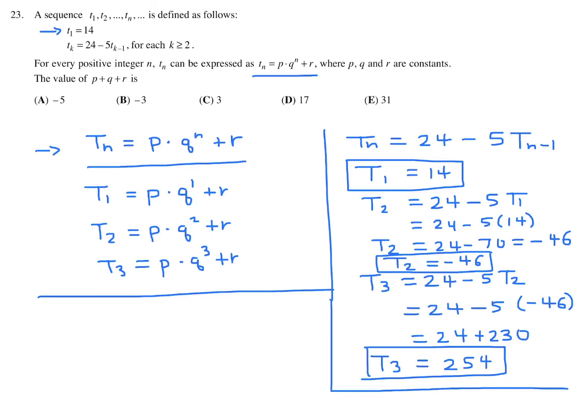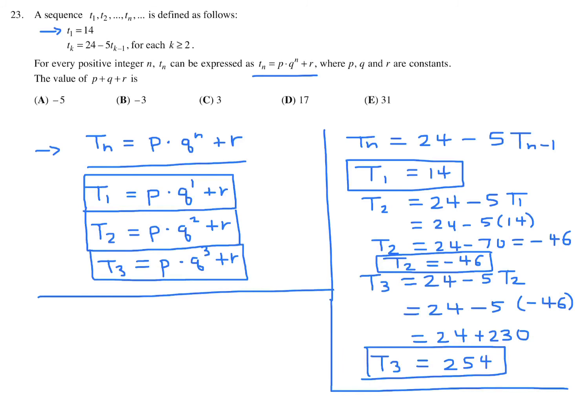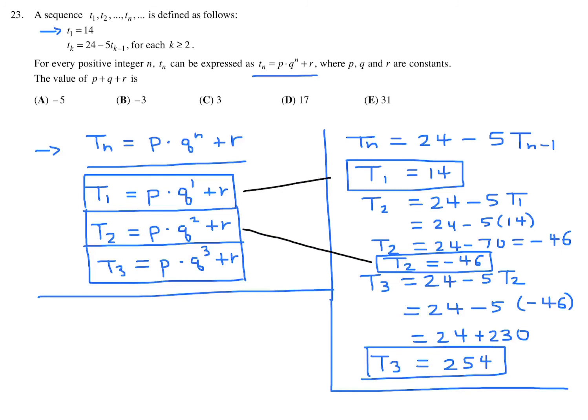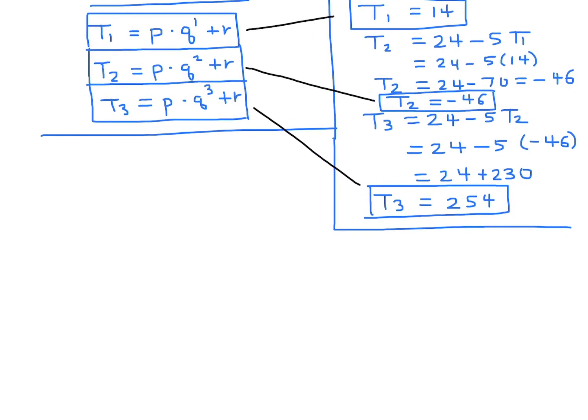And we know that T1 on this side is equal to PQ plus R. T2 is PQR squared. And T3 is PQ to the third plus R, like that. And I think at this point you kind of know what's going to happen. We're going to set these equal to each other, and we will try to solve for P, Q, and R. And I think we can because we have 3 equations, 3 variables, and that is usually the recipe.